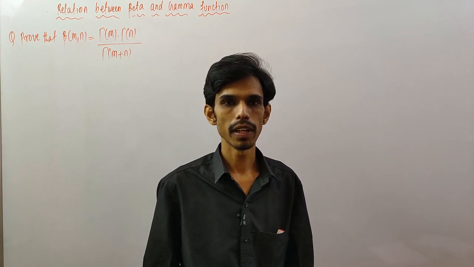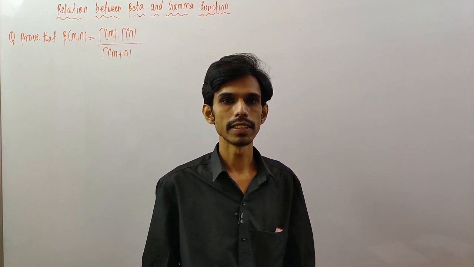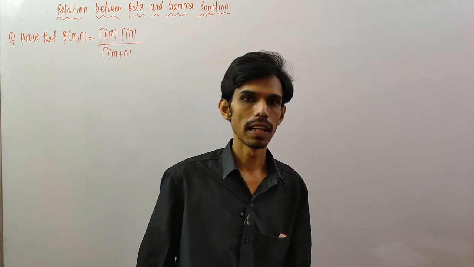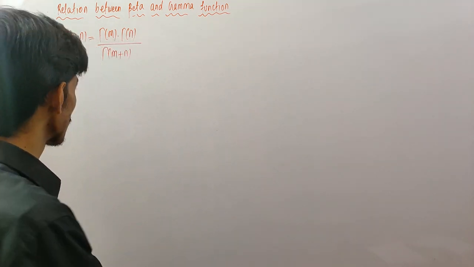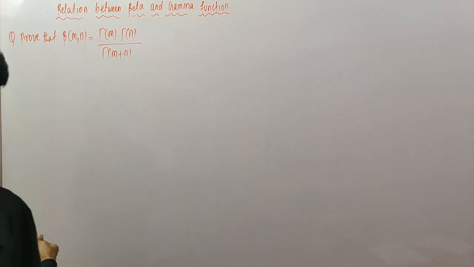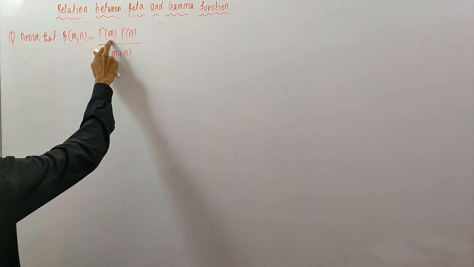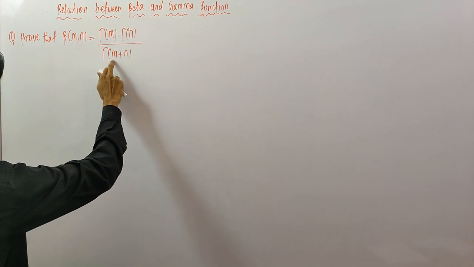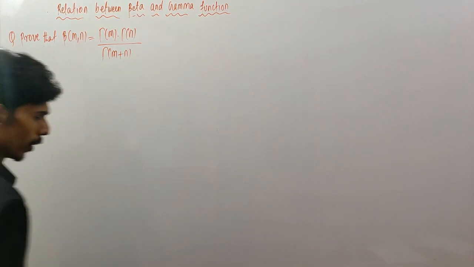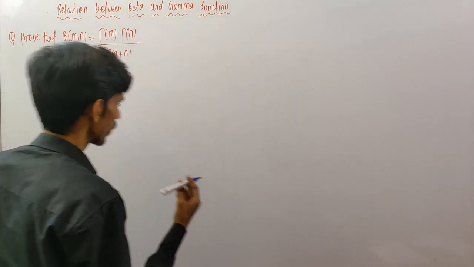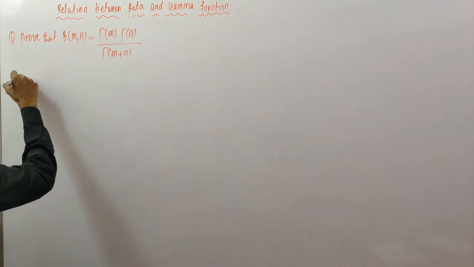In this video tutorial, I am going to discuss the relation between gamma and beta function. Let us derive the relation between gamma function and beta function. We have beta of m comma n is equal to gamma of m into gamma of n upon gamma of m plus n. In order to derive this relation, we want three formulas.